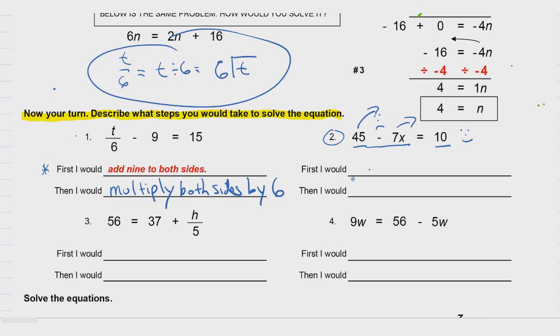So it says first I would... Well, we just talked about this. What should we move first? Well, we can't move the 7 first because then we're going to have to start dividing. So we want to move the 45, and the 45 does not have a sign, so that means it's positive. So to move it, we're going to have to do a minus 45 to both sides. So it says first I'd write subtract 45 to both sides. Does that make sense?